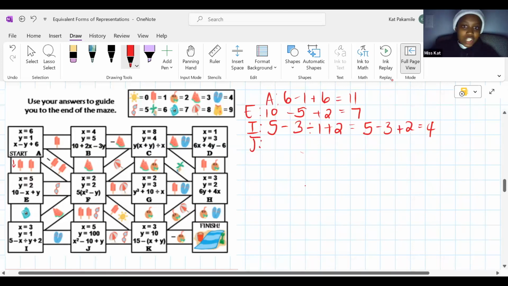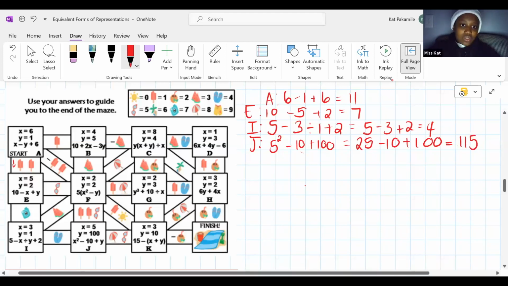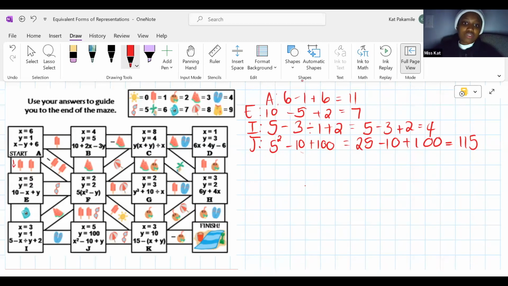So we're on J. J says x squared, which is 5 squared, minus 10 plus y, which is 100. So it's going to be 25 minus 10 plus 100. How much is that, guys? It is helpful, guys. See, your brains are working. Amashe says 115. Okay, where are we going? So a 1 and a 1 are 2 lollipops. 5 is the lollies. So we have to go up. See, guys? We have to go up.